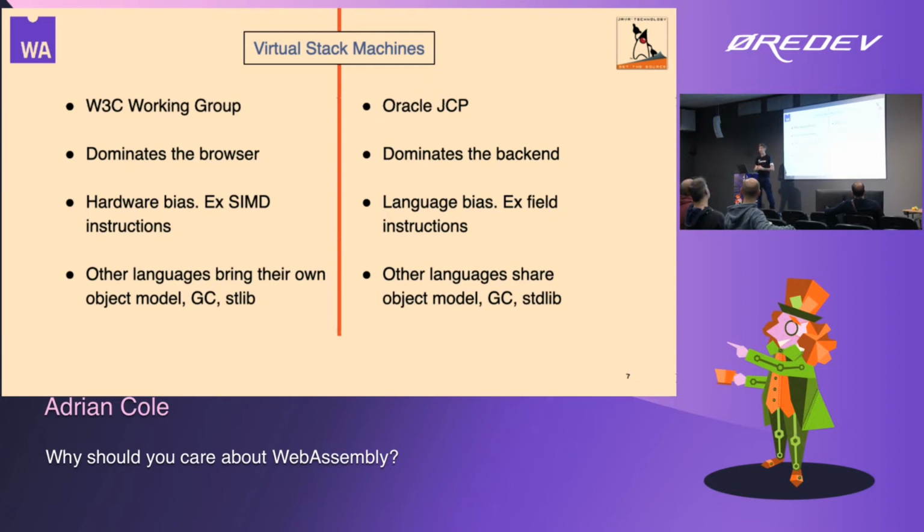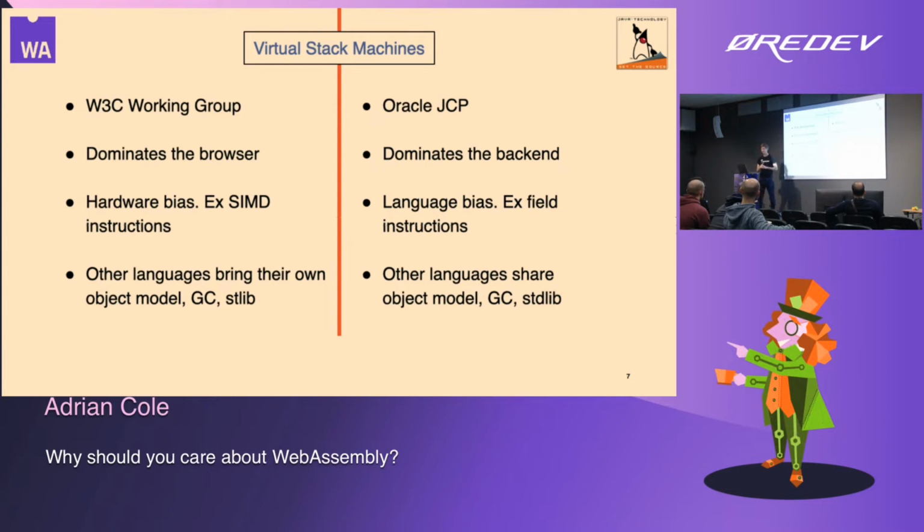Certainly, they're both virtual stack machines with an instruction set architecture. They're not real machines like register machines. They both have features that are governed by some sort of a process. So you have the JCP with JSRs for Java, and then W3C has a working group for WebAssembly where feature proposals reach certain maturity phases, and that's how things affect what you can do.